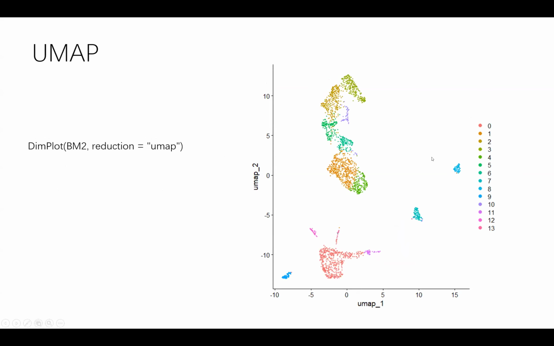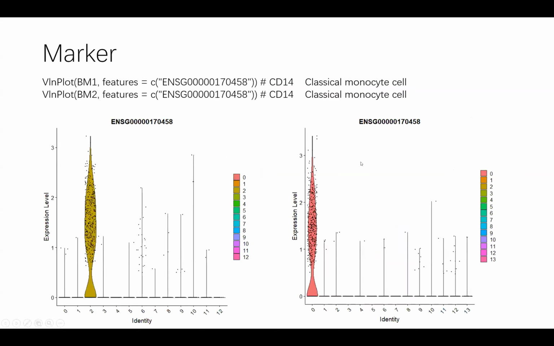Then I mapped each cluster with the markers I found online for each cell type. I will show you a couple here. First is CD14, which is a classic marker for classical monocyte cells. You can see here for dataset 1, cluster 2 is classified as classical monocyte, and in dataset 2, cluster 0 is classified as this type of cell.